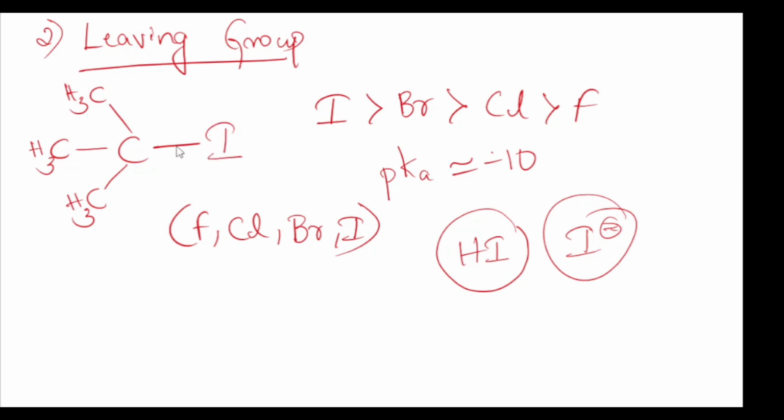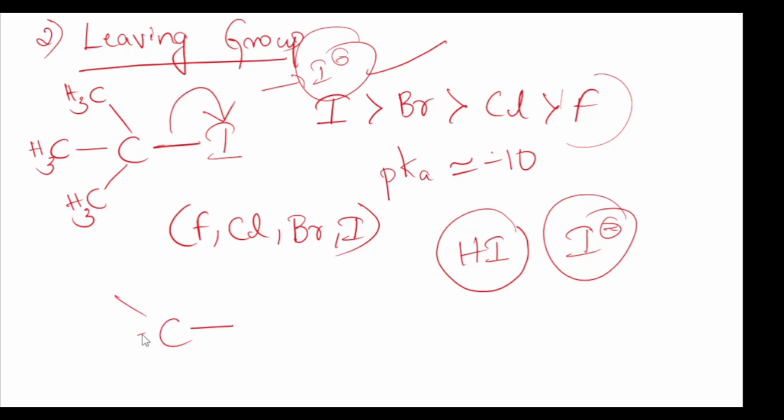Suppose if we add iodine, it can leave with its electrons to form I minus very easily. It will form very easily. But this fluorine, if it is attached, it is very difficult to break. In organic chemistry, we will say that a carbon-fluorine bond is a dead bond, because this will not break easily.